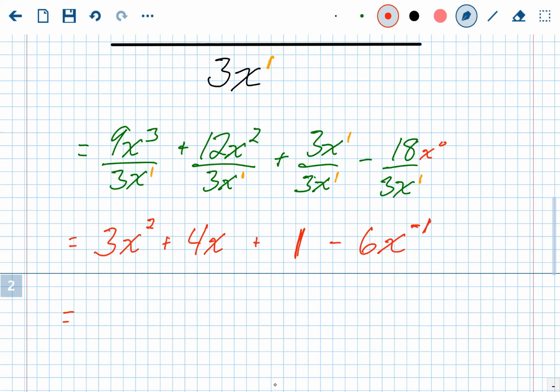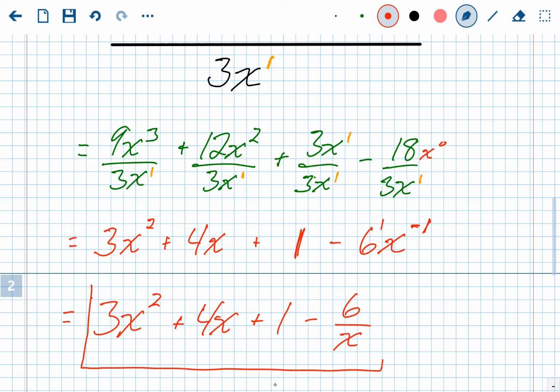So our final answer for this, everything is good except for that very last term. The very last term, we're going to have to get rid of the negative 1 exponent. So we will write that as 6 over x. Okay. Remember, to get rid of a negative exponent, if it's in the top, you just move it to the bottom of a fraction and make it positive. The 6 stays where it is because it's 6 to the first power. And that is our final answer.